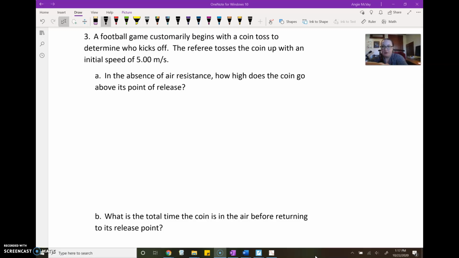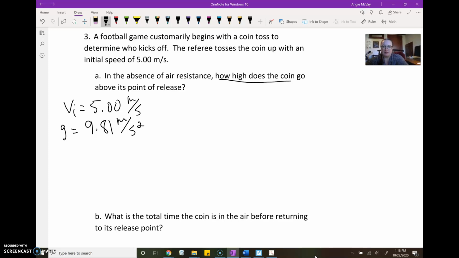Okay, so what we've got here is I'm going to start writing down our knowns. We've got initial speed is 5 meters per second. In the absence of air resistance, how high does the coin go? So we're talking about idealized free fall. So the acceleration is due to gravity and it's 9.81 meters per second squared. And it's asking how high does the coin go?